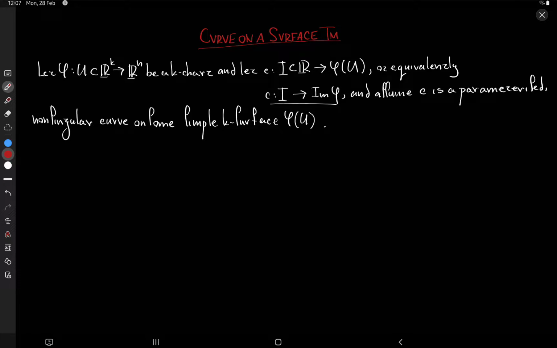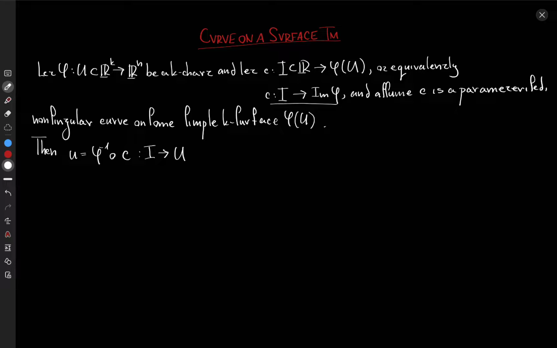Alright, let's keep on going. So these are our requirements, our assumptions. Then we have that u is equal to phi inverse after C. And it's a map which maps the interval I on which the curve C is defined into U, the domain of phi, as might be easily deduced from this definition here.